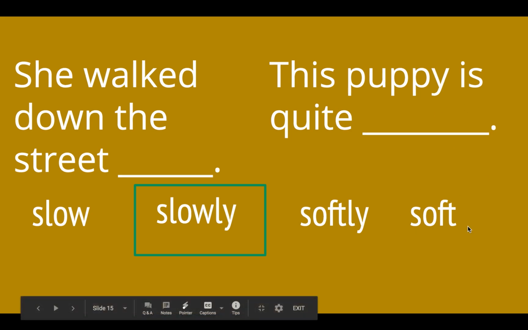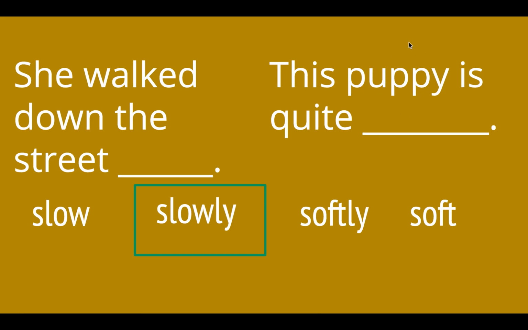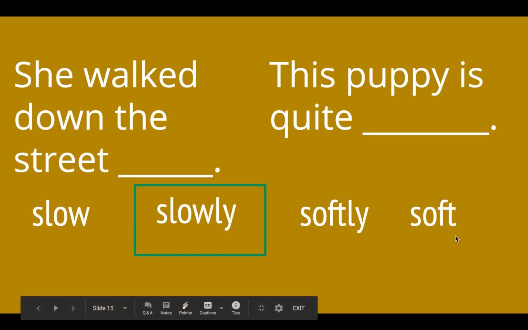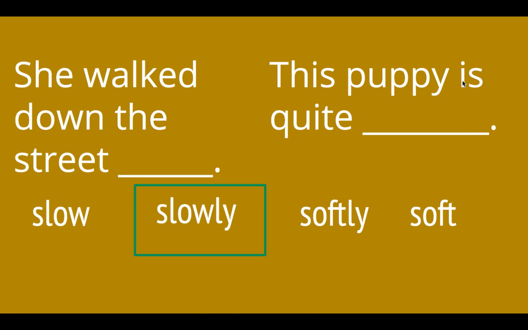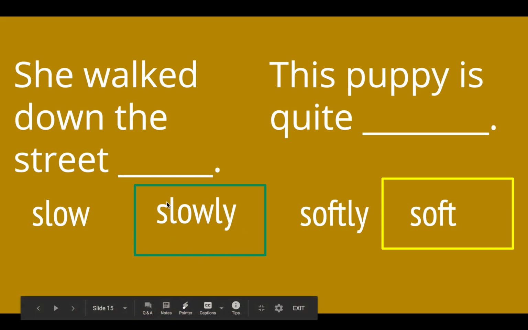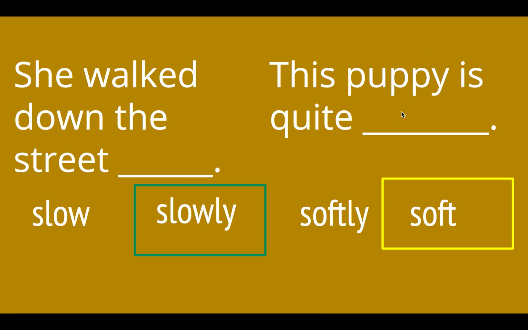The one without the ly, right? When we're modifying the noun, when we're using an adjective, it's just the regular word. So the puppy is quite soft. All right. So when we need to find an adverb, when we're modifying the verb, we're using the ly word. If we're modifying the noun and we're using an adjective, it's not going to have an ly.